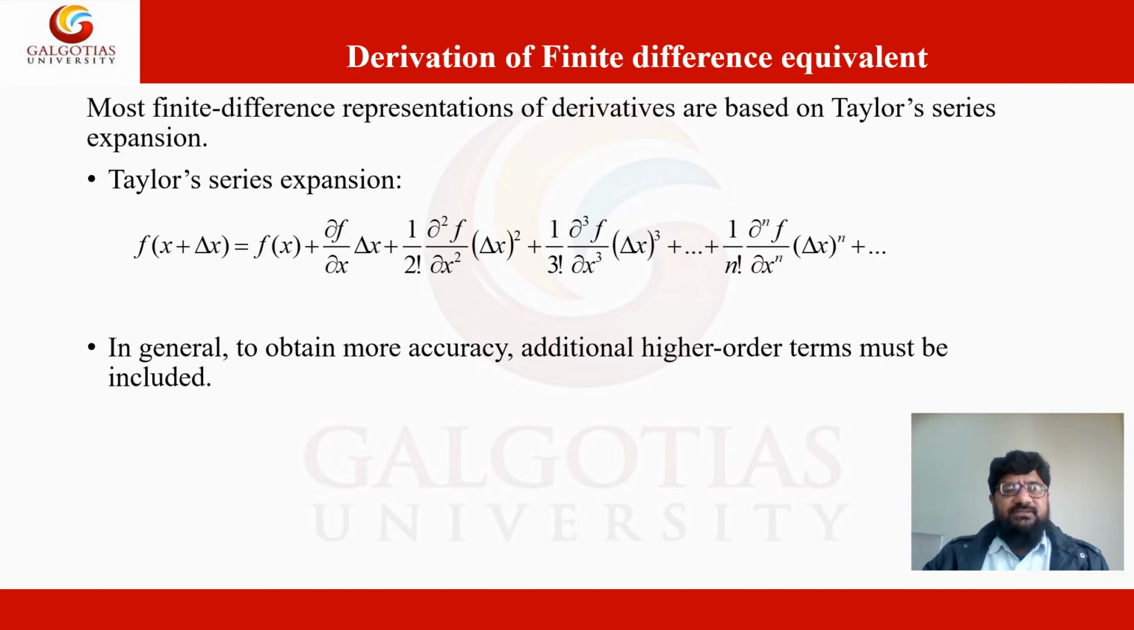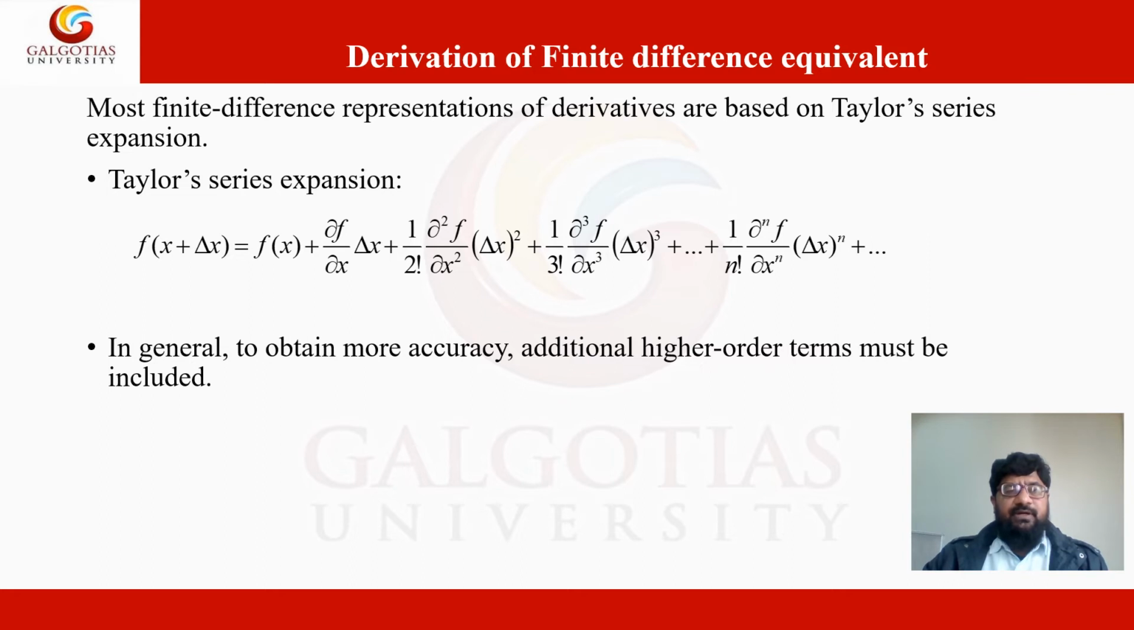So if you know Taylor series, we have this function f(x), and the value of this function in the neighborhood can be obtained by Taylor series expansion. So what is the value of the function f(x plus delta x)? It will be equivalent to f(x) plus del f by del x into del x, plus 1 by 2 factorial del 2f by del x2 del x power 2, and so on. So this is the Taylor series expansion of f(x) in the neighborhood of del x.